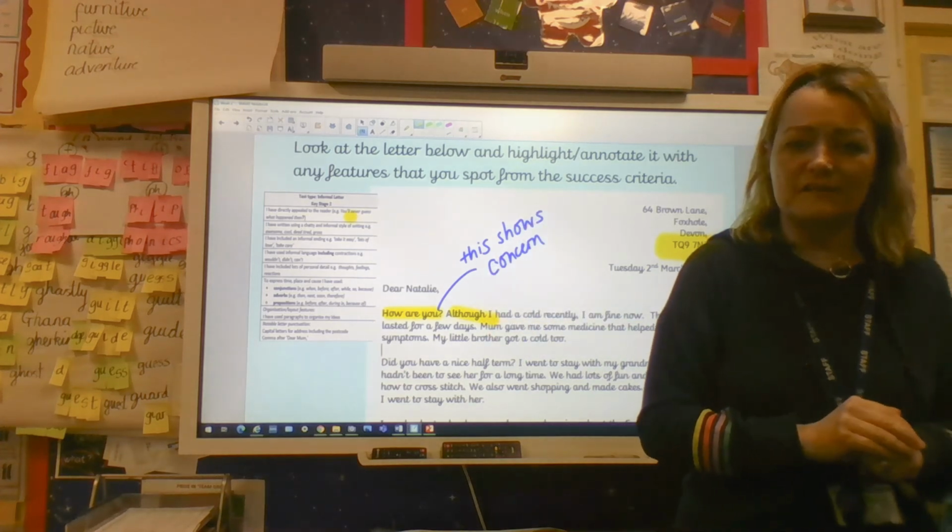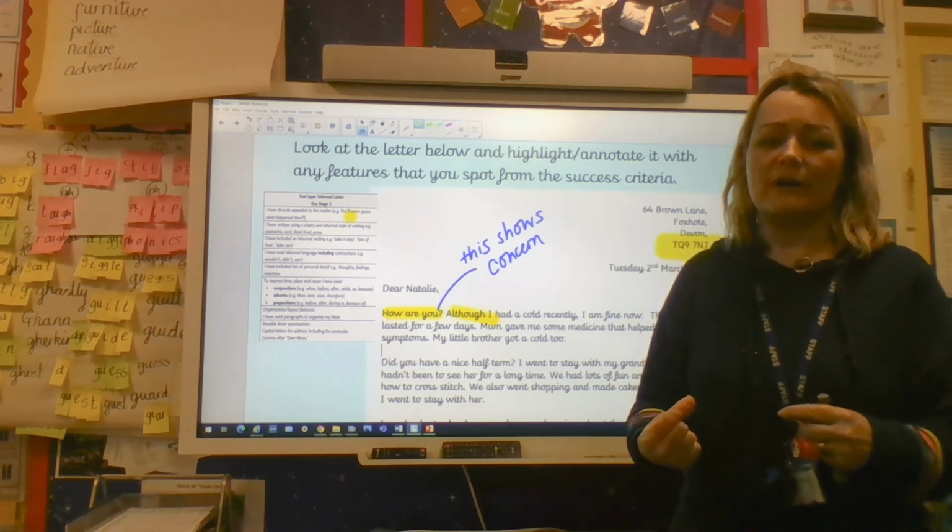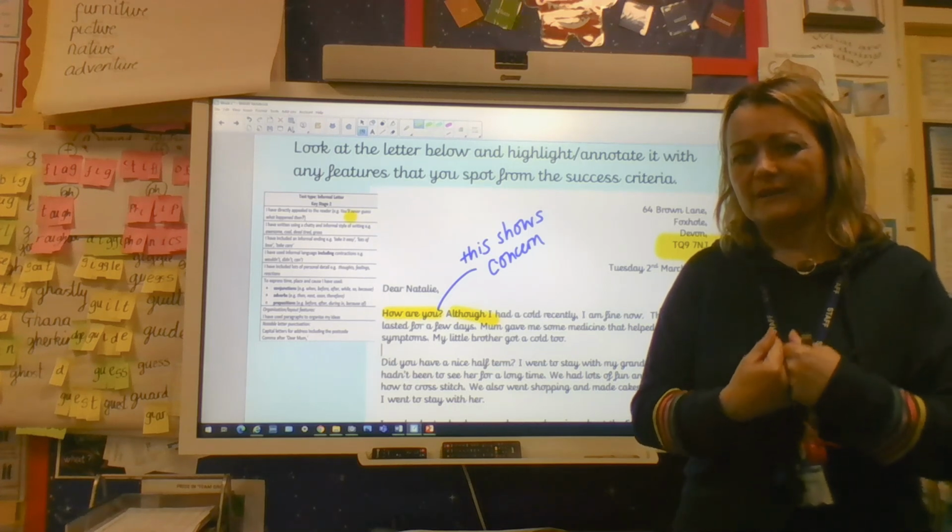Okay, that's your task today. If you can do this, you are in a really good place tomorrow to start doing your own letter.